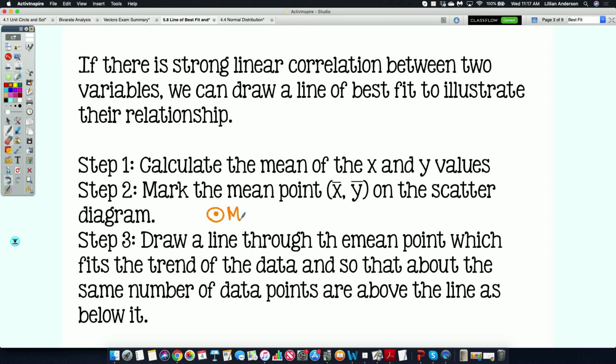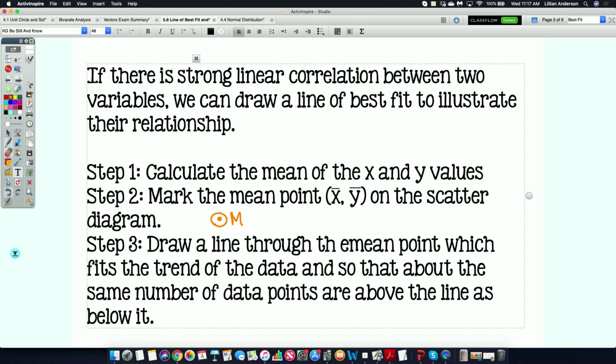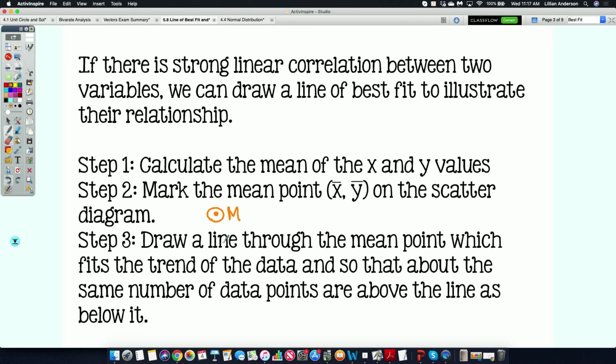And then step 3, you draw a line through the mean point so that it fits the trend of the data. What that means is you want to make sure that half your data is above the line and half of your data is below the line. And that's what I mentioned the other day when it came to drawing that trend line.